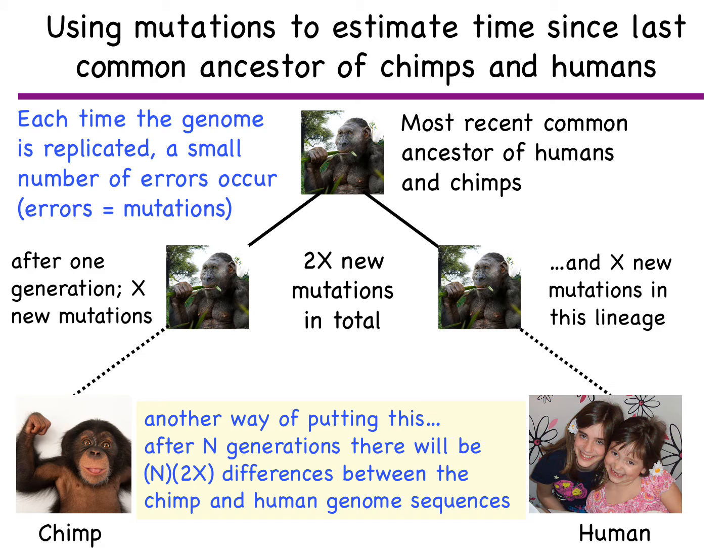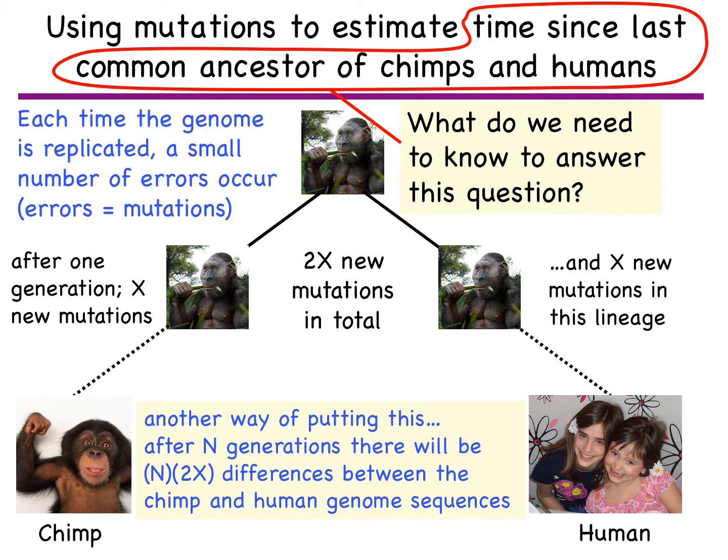So I've now given you enough information that we can actually use this to calculate when the last common ancestor of humans and chimps existed. But there's a number of things we need to know to really do this calculation. So again, the question is, what do we need to know to answer this question? And basically, there's two fundamental things we have to figure out.